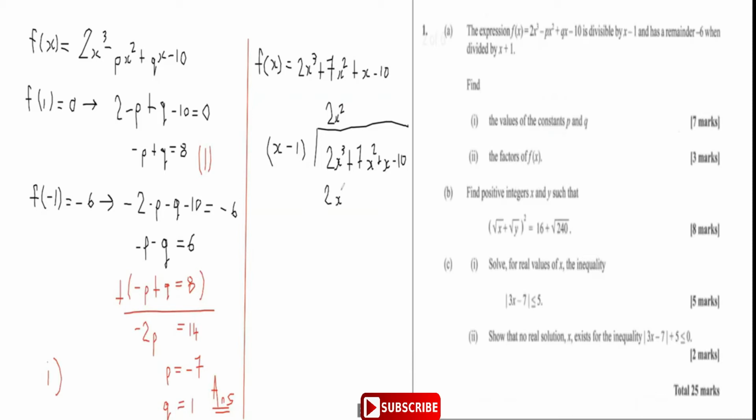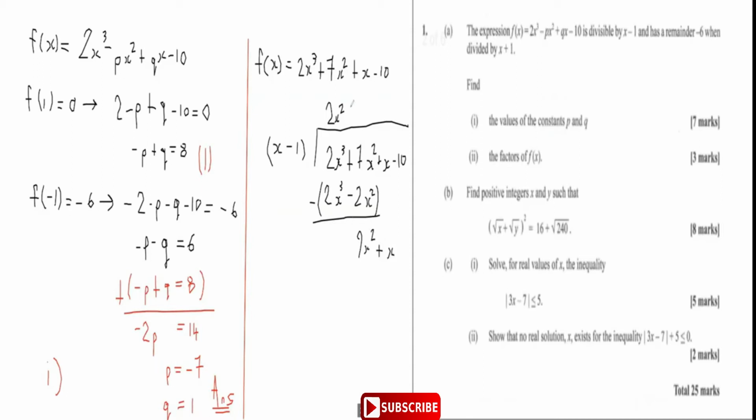Then you're going to say, okay, 2x squared times 1, that's minus 2x squared. Then you subtract them. 2x cubed minus 2x cubed, that cancels. 7x squared minus 2x squared, that's positive 9x squared. So we have 9x squared. We bring down the x now to have plus x.